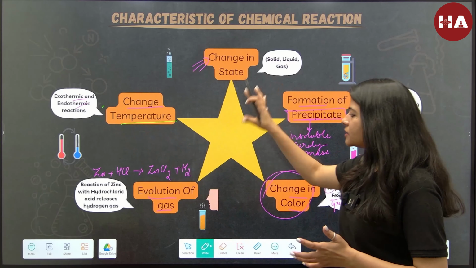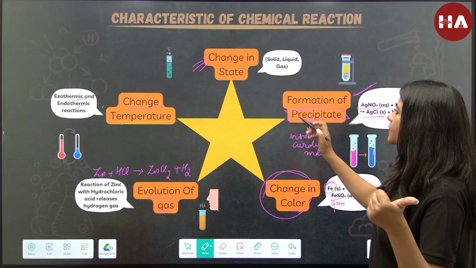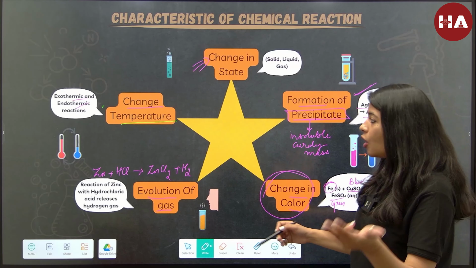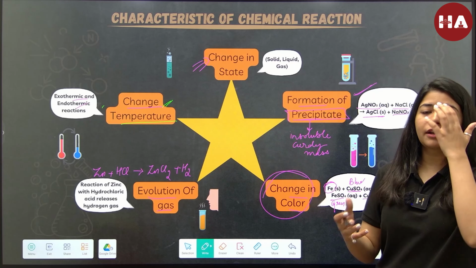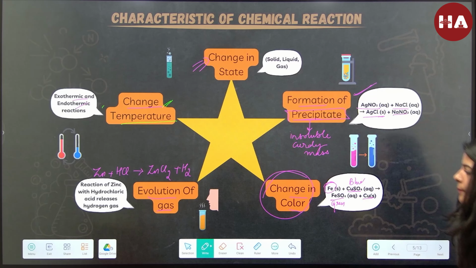So if any of these 5 takes place, you can say that a chemical reaction has taken place. If the change in state, formation of precipitate, change in color, evolution of gas, or change in temperature has occurred, or you can see it, then you can say that the reaction has taken place. Now if you wish to note this down, you may do so.